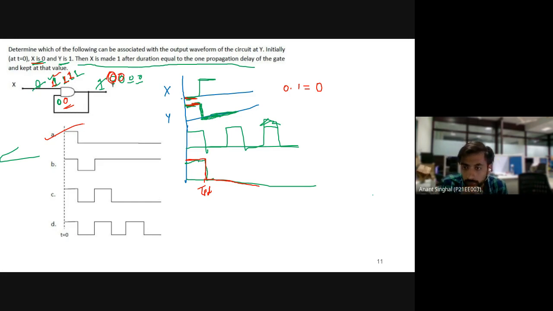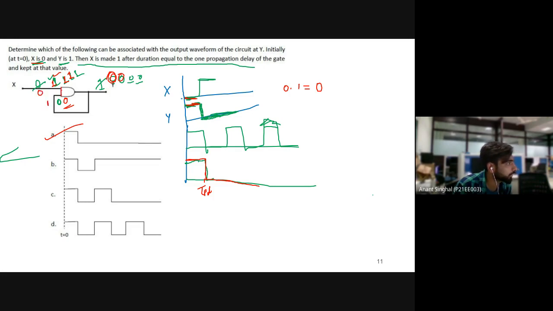Okay, there is a doubt, sir. At t equals 0, x equals 0, y equals 1, so it's not consistent. Okay, wait. So others have a doubt: at t equals 0, x equals 0 and y equals 1. So till t equals 0, y equals 1.